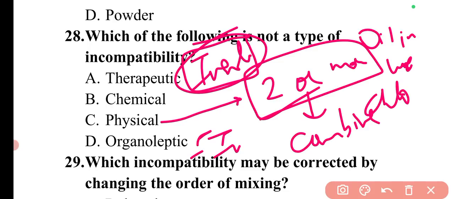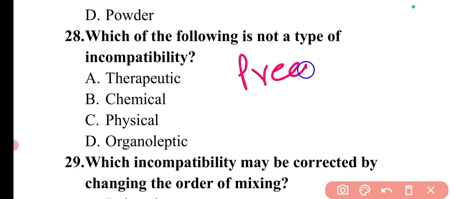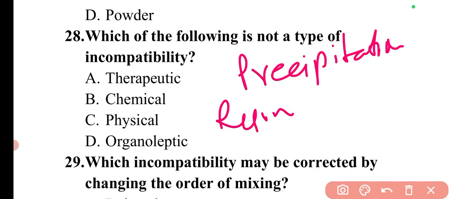Then there will be precipitation. So this also comes under physical incompatibility. So precipitation, what does that mean? For example, resins are insoluble in water, and they can form precipitates which are indiffusible. So what we can do is simply add a suspending agent, for example tragacanth, which helps to suspend the precipitates. So these are basically the precipitation.